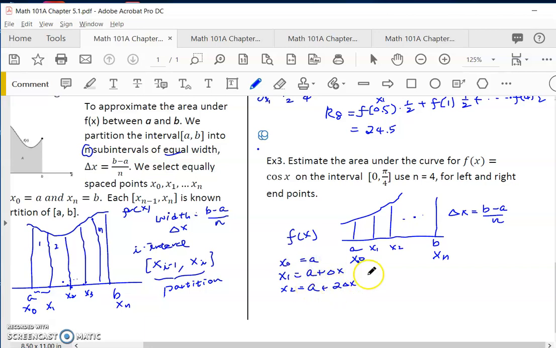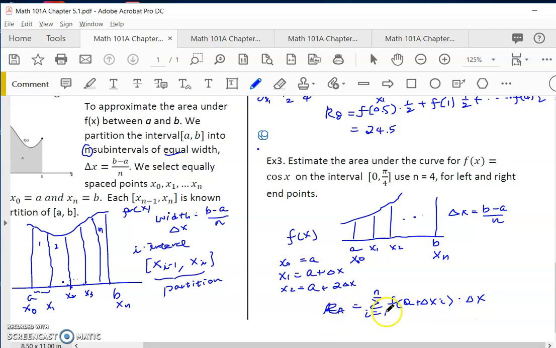So you have this pattern. If you do a right endpoint, the area is sigma, i from 1 to n, because you're using the right side, of f of xi. But xi is actually a plus i times delta x, right? Because the first one is a plus delta x times 1, the second one is a plus 2 times delta x. So this is the general form of how you do the right endpoint.